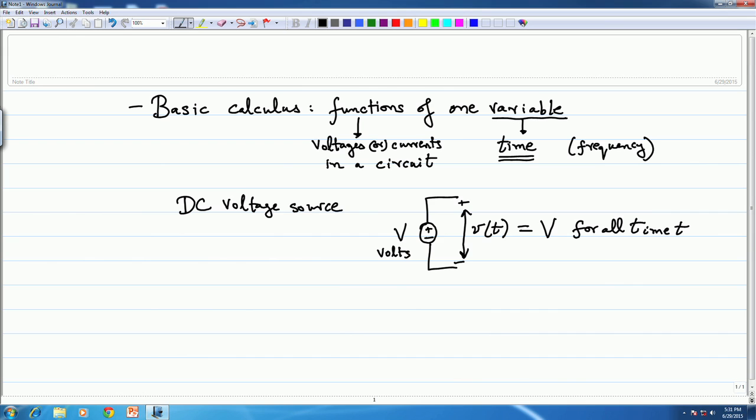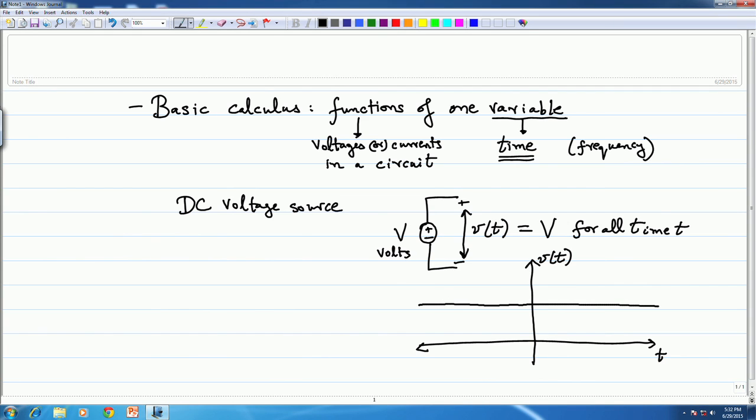So, now you might want to plot this function, and plotting functions is very important. It gives you a clear idea of how things work. So, to plot functions of one variable, you need axes: the independent axis, the t axis, and the y axis which plots values of this function. Okay. So, now this v of t is going to be equal to v for all time t. So, you get what is known as a constant function whose value is v for all t.